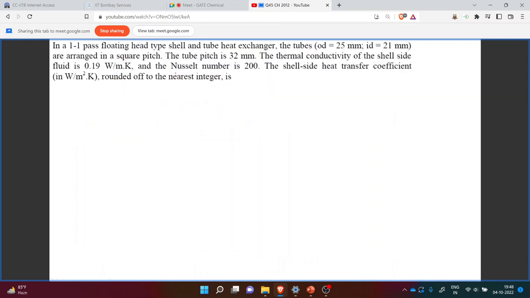Now here in this question we have been given that the tubes are arranged in a square pitch, that is they will be arranged in this fashion, and the tube pitch we have been given as 32 mm. Let's just call it PT is equal to 32 mm. Tube pitch is the distance between the centers of the tubes. So this distance will be PT.